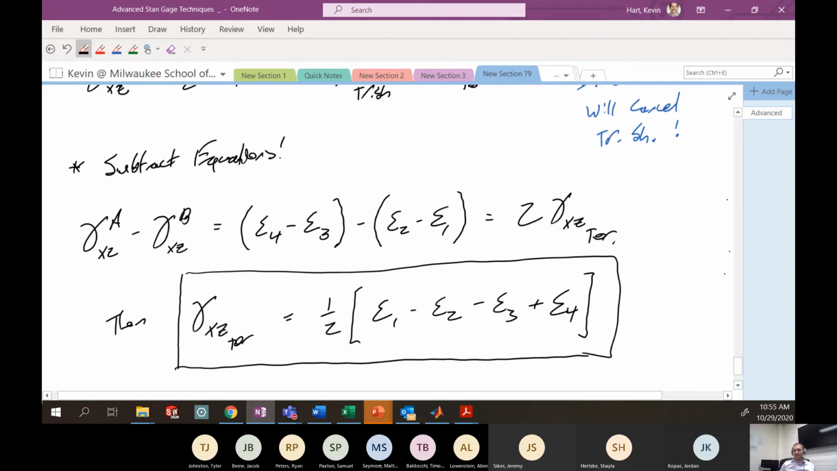To me, this is magical. You put some shear tee rosettes on opposite sides of a bar. You measure the shear strains coming off of those particular gauges, and you calculate some equation based on math, and you'll end up with just the shear strain from the torsional effects. That is awesome.